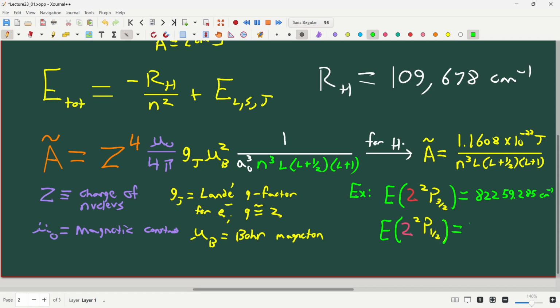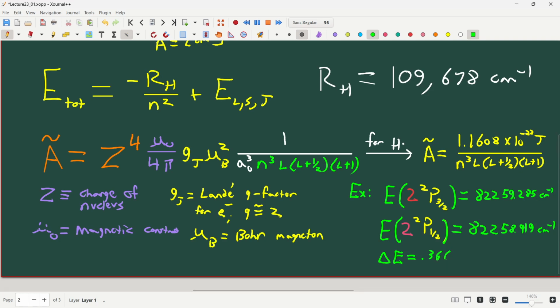is equal to 82,258.919 wave numbers. All right, the splitting's not very different, they're pretty close together. Delta E between these is 0.3659, let's say 0.366 wave numbers, which is a very, very small amount of energy.